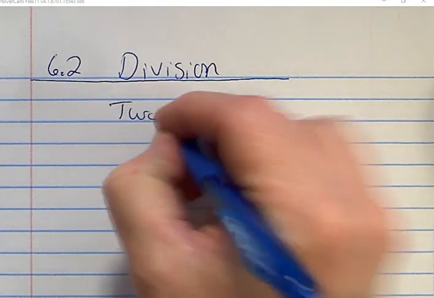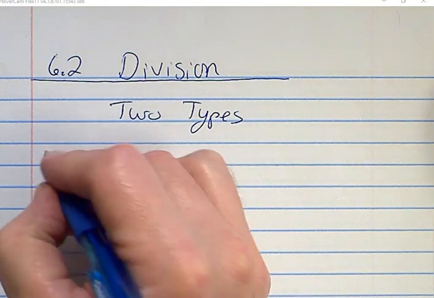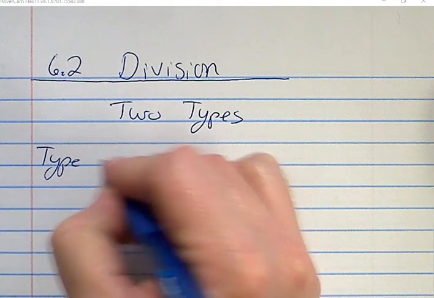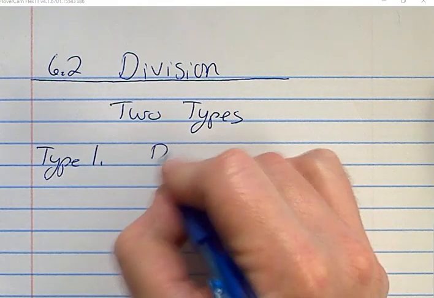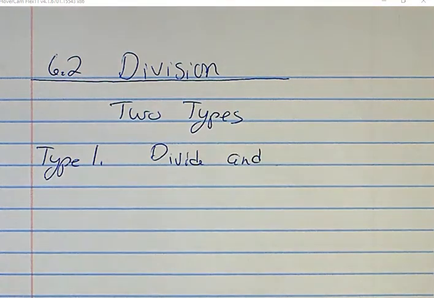All right, second part of section 6.2 is all division. And with the division, there's basically two different types we're going to do. The first type we're going to do is we're going to divide and simplify.